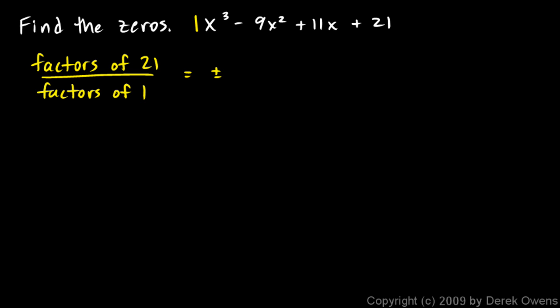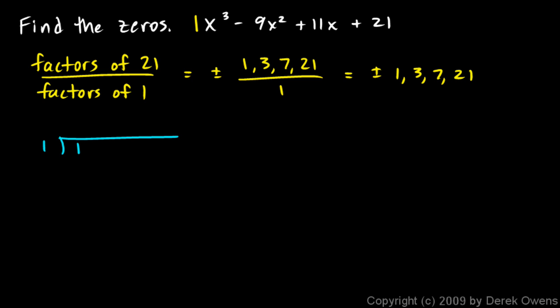Let's see, what are the factors of 21? 1, 3, 7, and 21. And factors of 1 is trivial. So this is just plus or minus 1, 3, 7, and 21. So let's try these. We'll try 1, and we'll write down our coefficients here. 1, negative 9, 11, and 21.